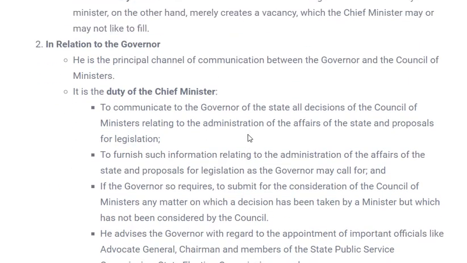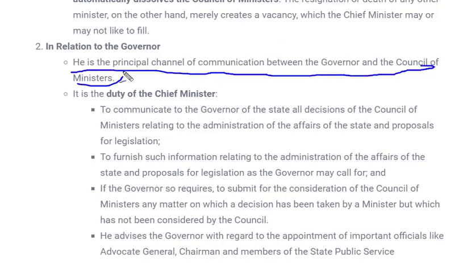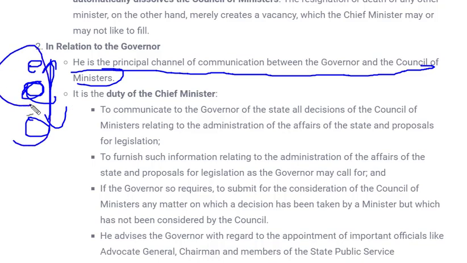Next is in relation to the governor. How does a chief minister play a role in case of the governor? So over here, he is the principal channel of communication between the governor and the council of ministers. So what is the hierarchy, friends? Governor, chief minister and council of ministers. So who is in between? Chief minister. So here is the channel of communication between the governor and the council of ministers. It's clear by this diagram.